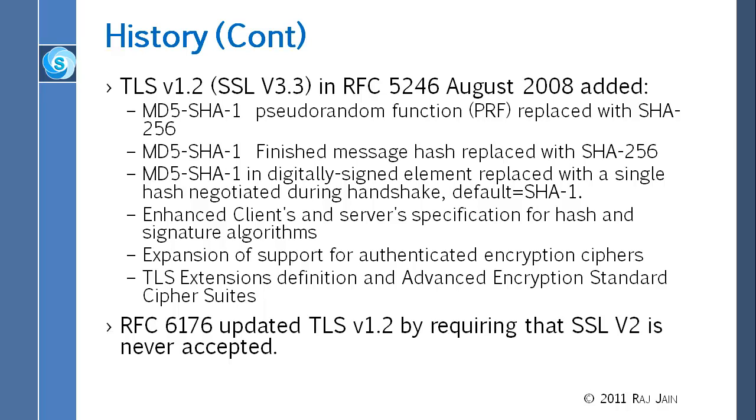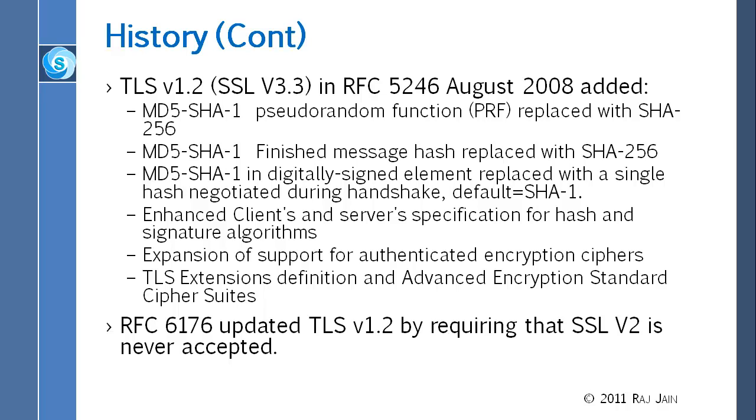And it added authenticated encryption ciphers. So basically, authenticated encryption means that you have encryption along with message authentication, right? So that was added. And then extensions definition. So basically they allowed some more extensions, and so they just defined a way to define extensions. So people can add extensions, and then they added AES.